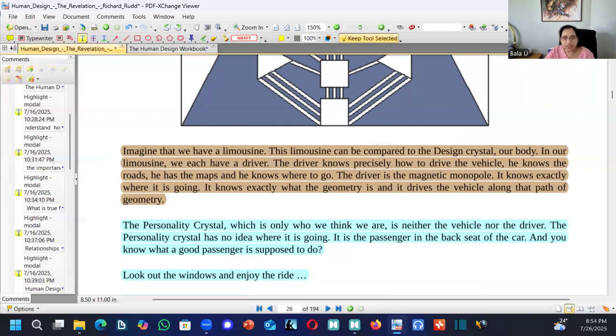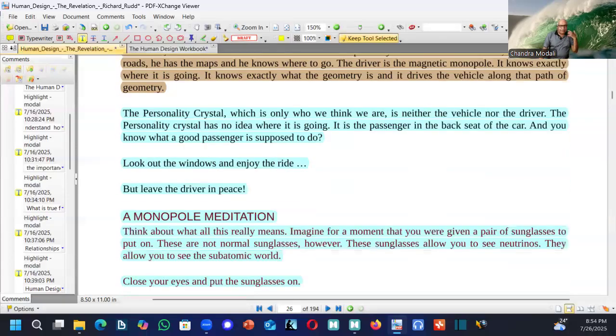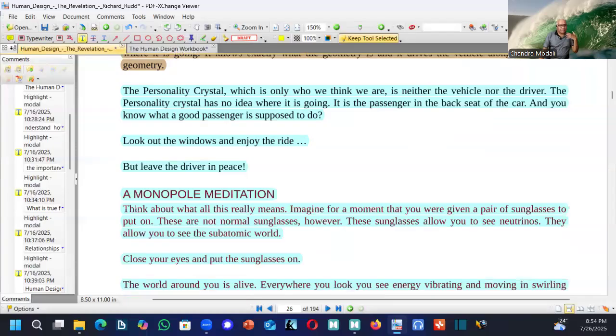So this personality is where the Ajna Chakra, the ego, is. Look out the windows and enjoy the ride. So that means it just doesn't know where they're going. Just undergo the experience. Do this and leave the driver in peace. Don't interrupt the driver. So look out through the window and enjoy the ride, but leave the driver in peace.